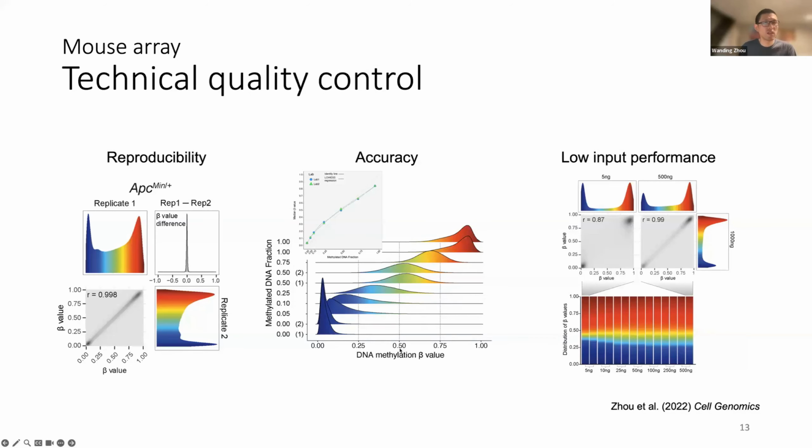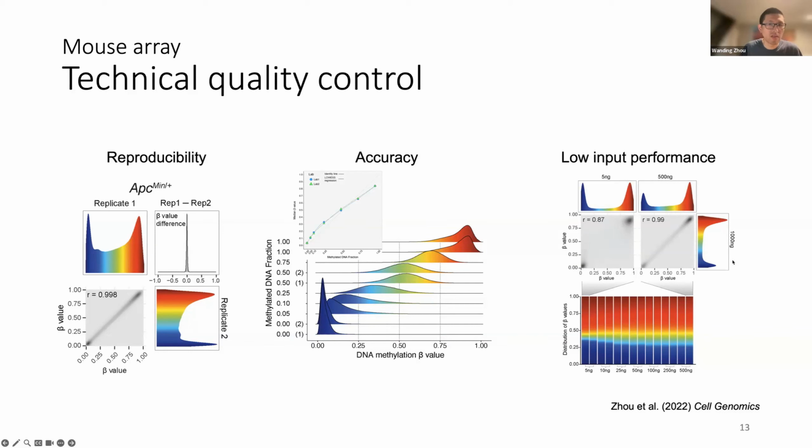And then usually the first part of this application is to ensure that the bead array has a high qualitative or technical performance. So from left to right, this is to show you that the array has a high reproducibility by comparing two technical replicates. The array has a high accuracy by comparing it to samples of a titrated methylation fraction. And lastly, we want to make sure that the array is robust under a scenario where the DNA quantity is relatively limited. This is to show, for example, we're looking at 5 nanogram and 500 nanogram input DNA.